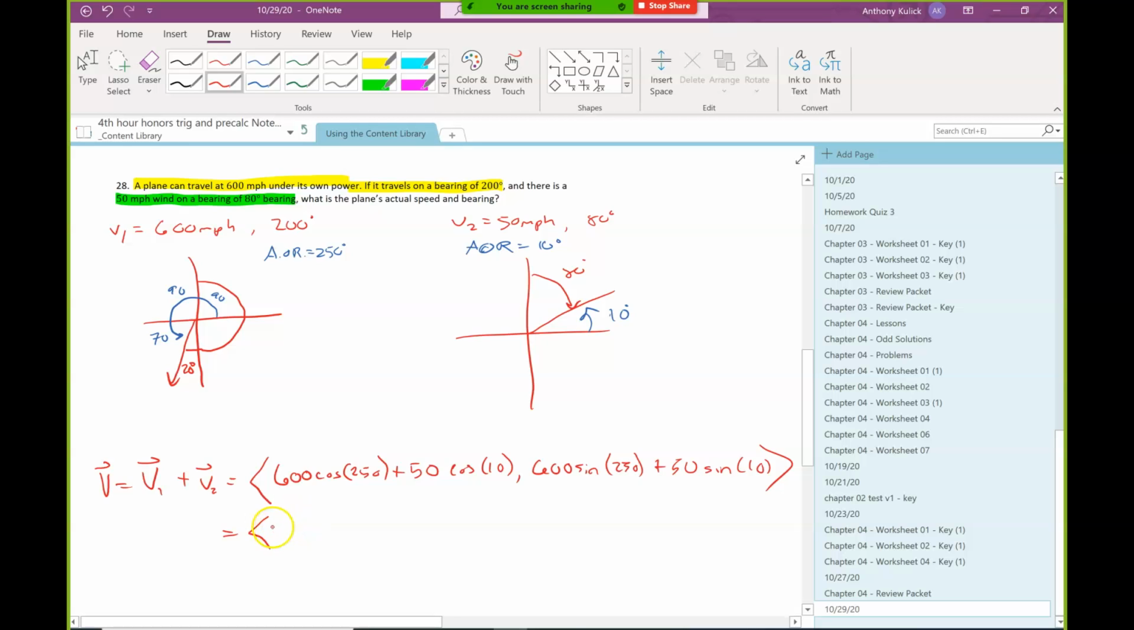I do that, I get negative 195.36. Oops. Gosh darn it, that's not right. I accidentally typed the wrong thing here. I'll go back and fix it in just this jiffy.